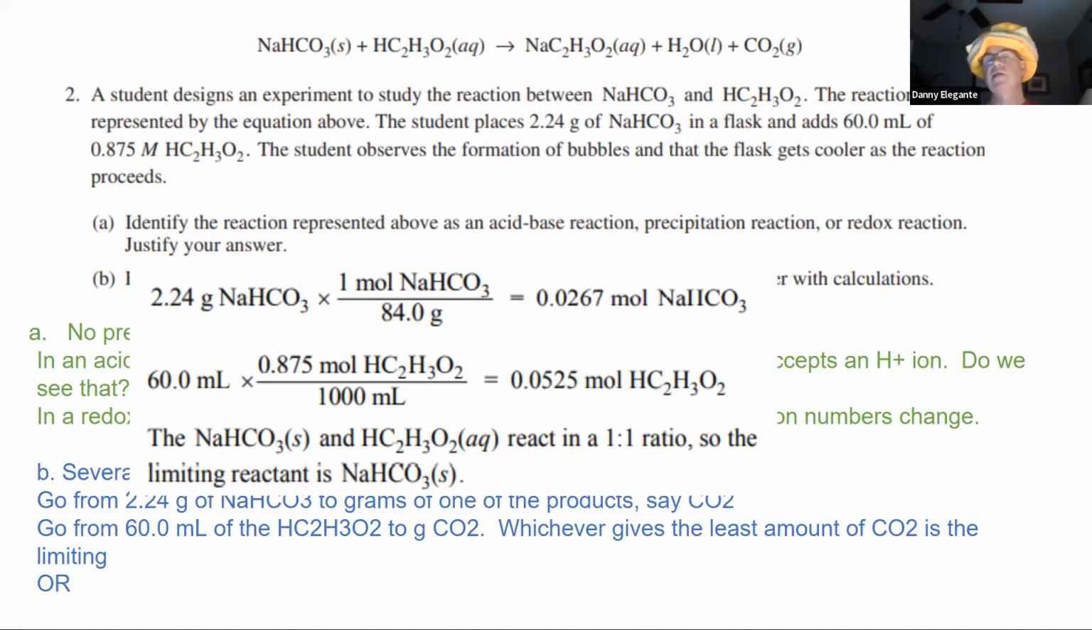So remember that limiting reactant is the thing that you're going to run out of, right? So the stoichiometry says, I'm going to use up all of this chemical reactant. So this is easier because the equation is balanced with nothing but ones, right? So I would say, who is the limiting reactant? That would be the sodium bicarbonate.